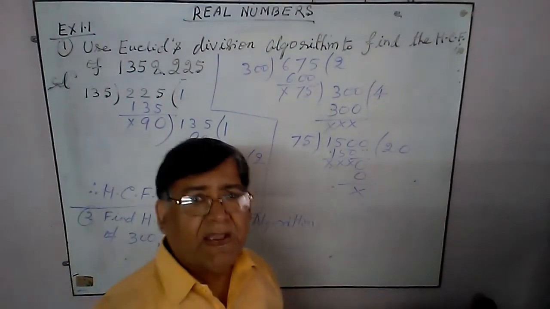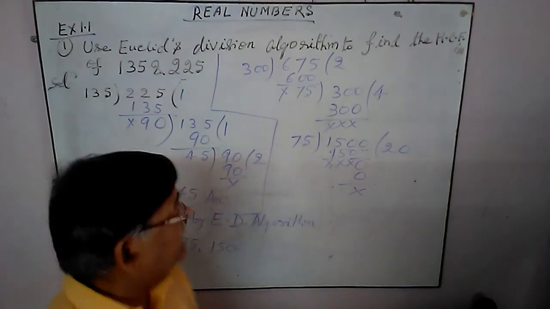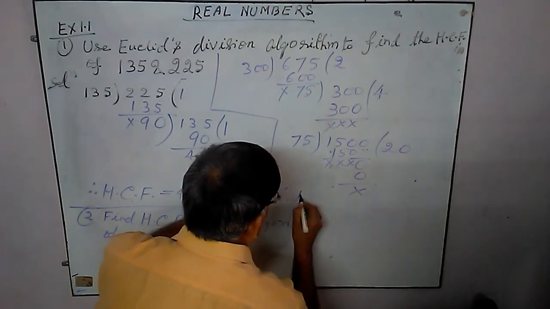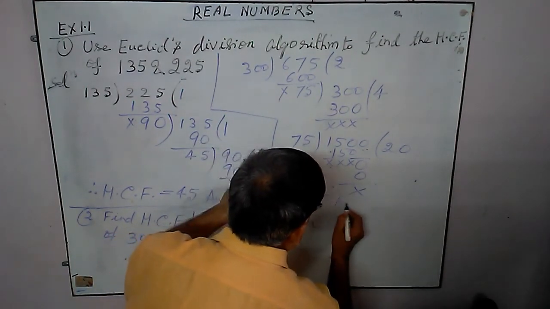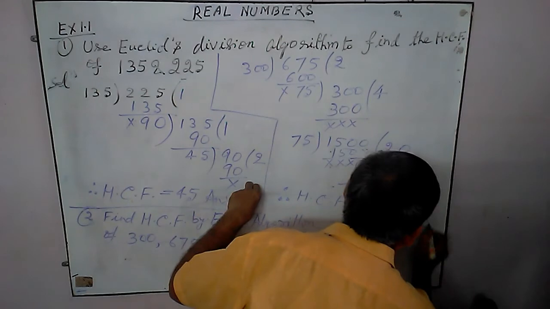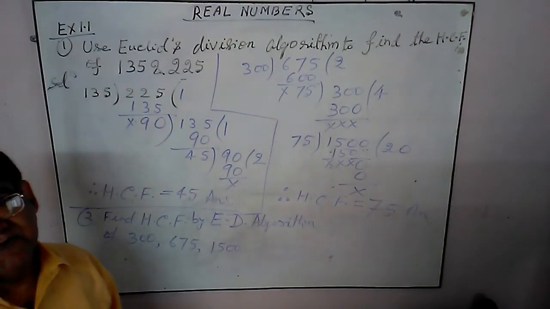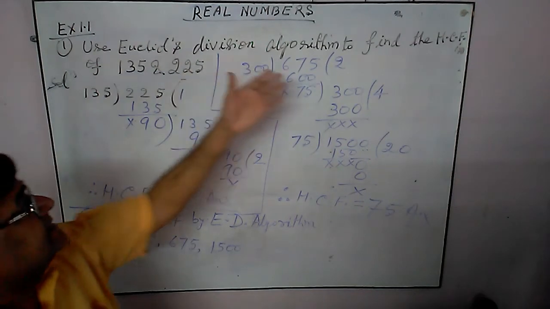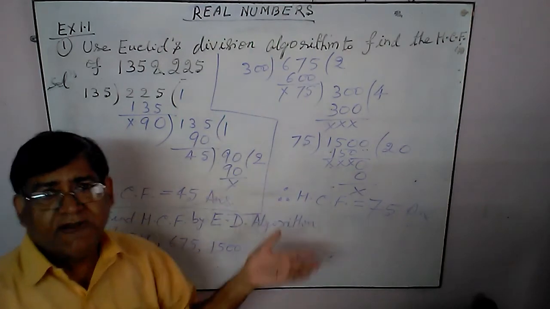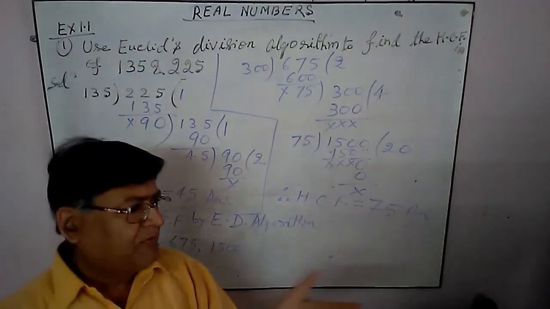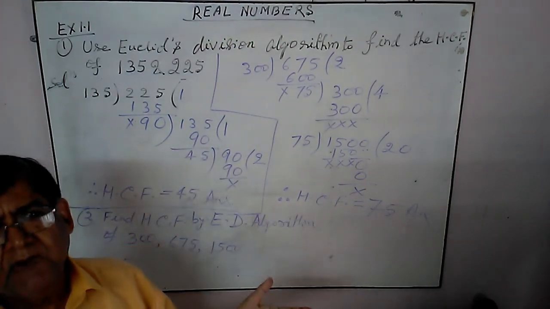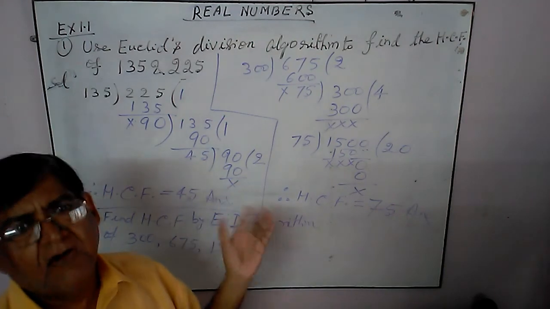Your last divisor is 75. Hence, what will be the value of HCF? Therefore, HCF equal to 75. This is the answer. So this is all about finding the HCF by Euclid's division algorithm. I hope it is clear to you now. You can do some sums from your NCERT book or any other book because the method is the same. Whatever the numbers, the method will not change.